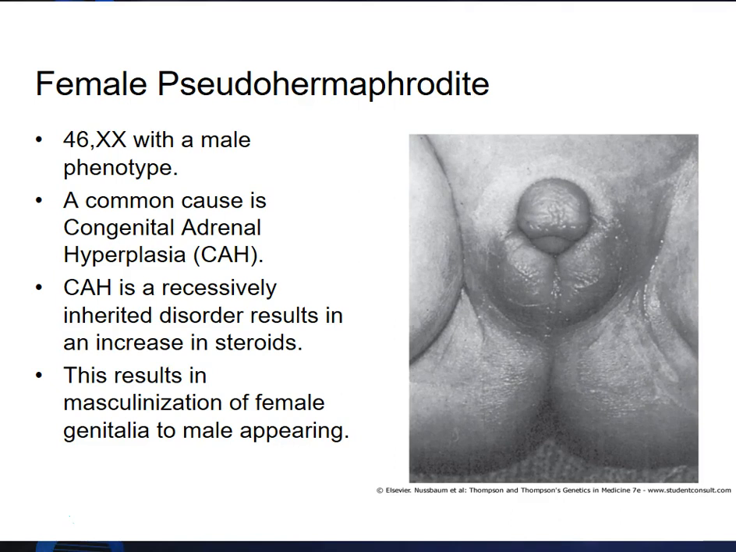Female pseudohermaphrodites, 46,XX with a male phenotype. This most commonly occurs because of an endocrinologic disorder known as congenital adrenal hyperplasia, which is an inherited disorder that increases steroids, resulting in masculinization of the external genitalia. But this individual would have normal female internal genitalia.